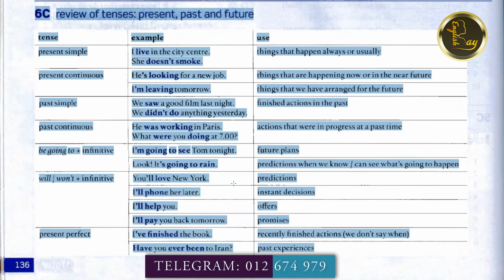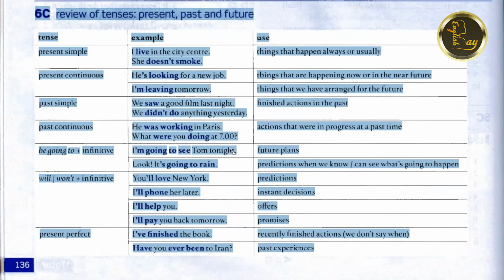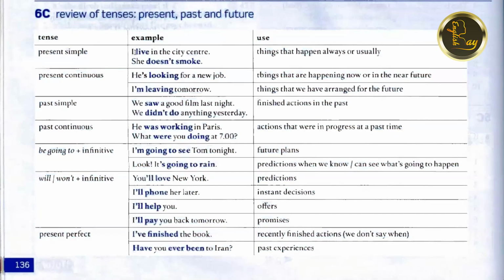Here we go. I live in the city centre. She doesn't smoke. He's looking for a new job. I'm leaving tomorrow. So number one, we use the present simple. Here the form we use with all subjects without s, but with he, she, it we use with s, or with plural. Negative: doesn't. Alright.